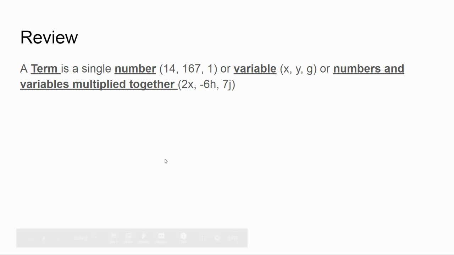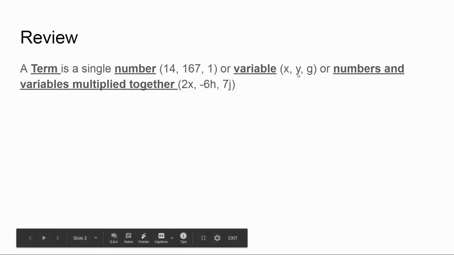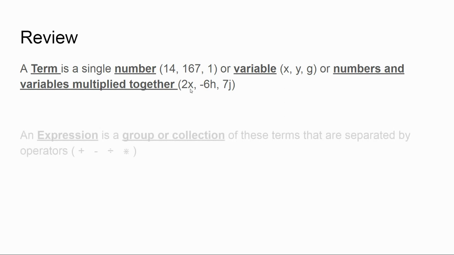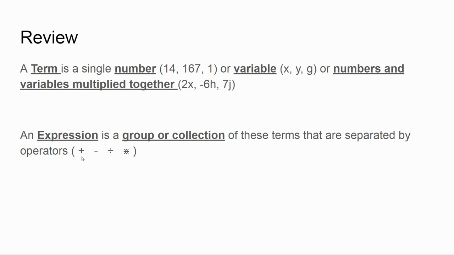So we have numbers that stand alone. We have variables here. And then we also have numbers and variables multiplied together. So we have these connecting pieces. Now we have expressions, which is a group or collection of these terms that are separated by operators. So our operators being adding, subtracting, multiplying, and dividing.